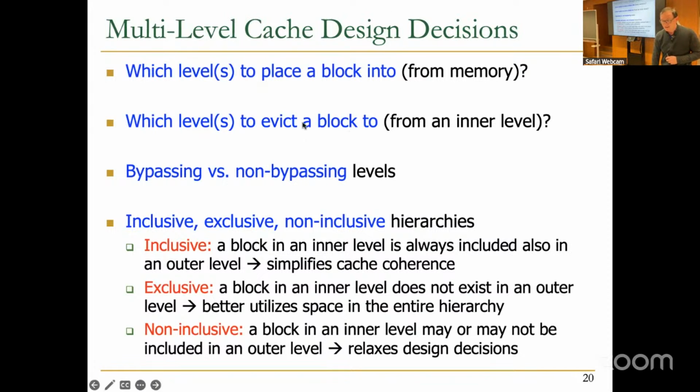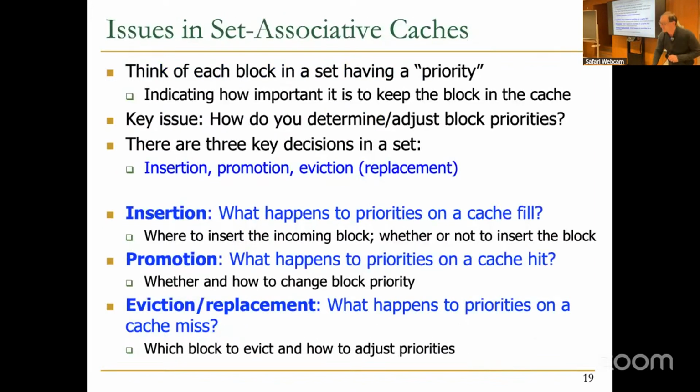Which level do you evict the block to from an inner level? So if you're evicting something from L1 cache, because you don't have enough space in the L1 cache, do you drop it? Do you write it back somewhere else? Okay. So basically, you can bypass the levels, not bypass the levels. There are many design decisions in a multi-level cache hierarchy also, in addition to the design decisions that you have inside a single level, right?